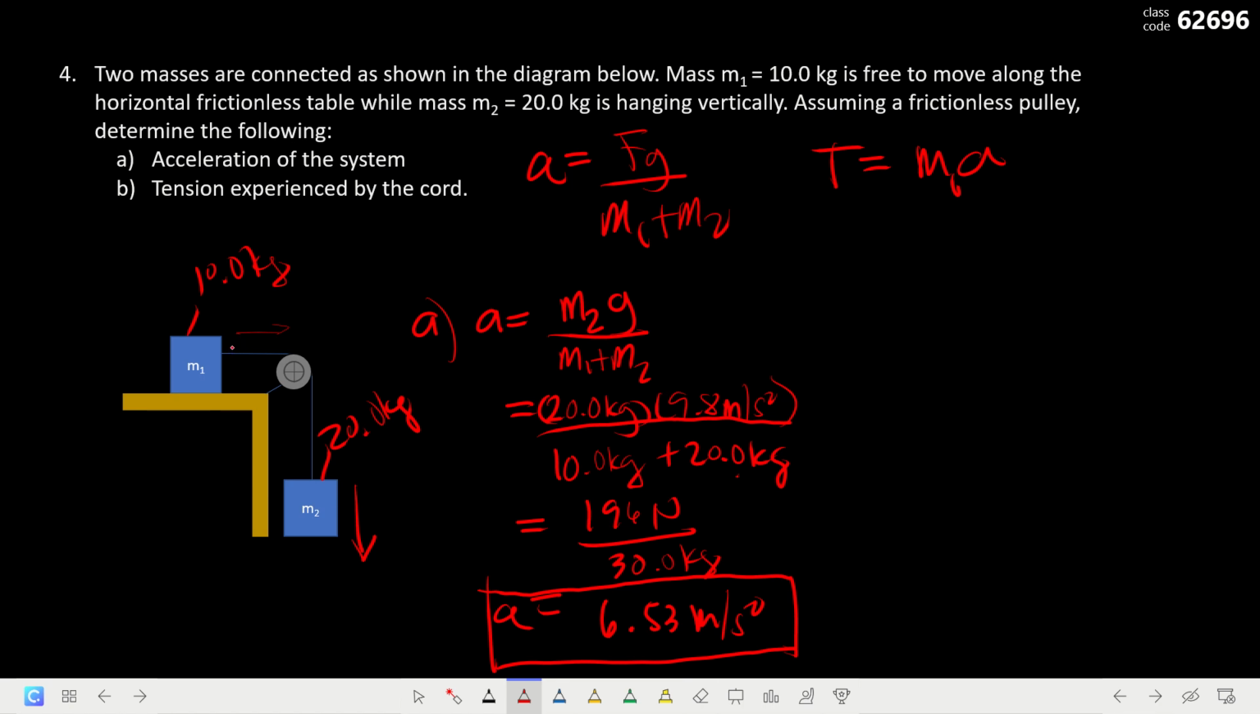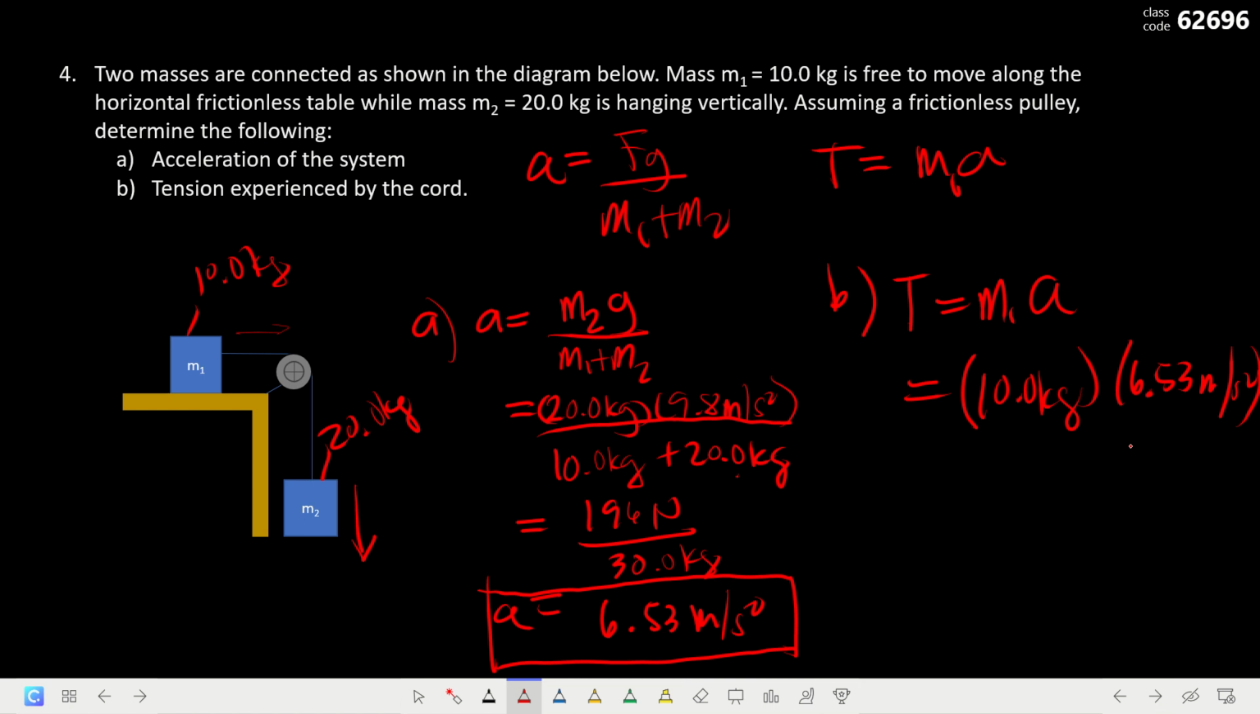So what is now the tension experienced by the string? To solve for the tension, we use this equation where T is equal to mass 1 times the acceleration of the system. We have now the value for the acceleration. Mass 1 is equal to 10.0 kilograms, and the acceleration of the system is 6.53 meters per second squared. So 6.53 meters per second squared times 10 kilograms is equal to 65. So the tension force experienced by this string is 65.3 newtons.